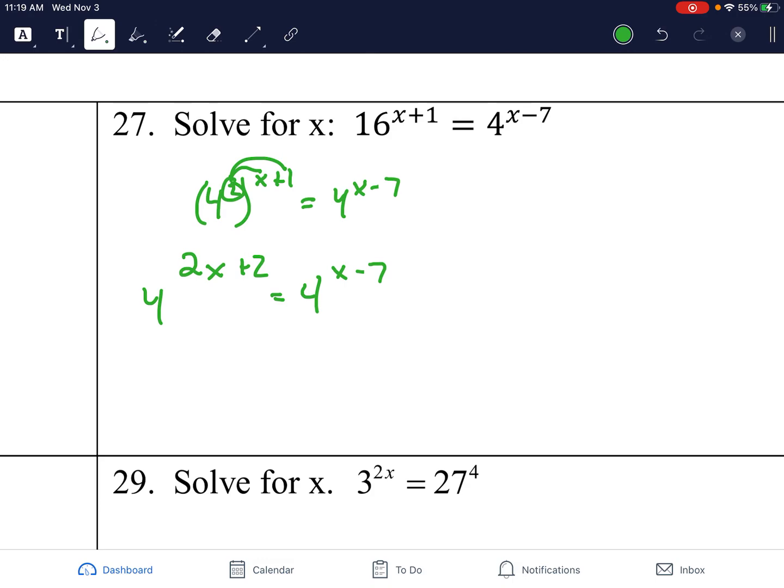Now that we have the exponents all in one level, we can cross out the 4s. We get 2x plus 2 equals x minus 7, and then solve that equation. Subtract the x from both sides. Subtract the 2 from both sides. You're going to get x is equal to negative 9.